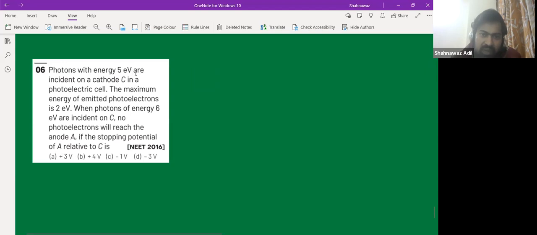Photons with 5 electron volt are incident on a cathode C in a photoelectric cell. The maximum energy of emitted photoelectrons is 2 electron volt. Now, when photons of energy 6 electron volt are incident on C, no photoelectrons will reach the anode if the stopping potential of A relative to C is, so what is the stopping potential?